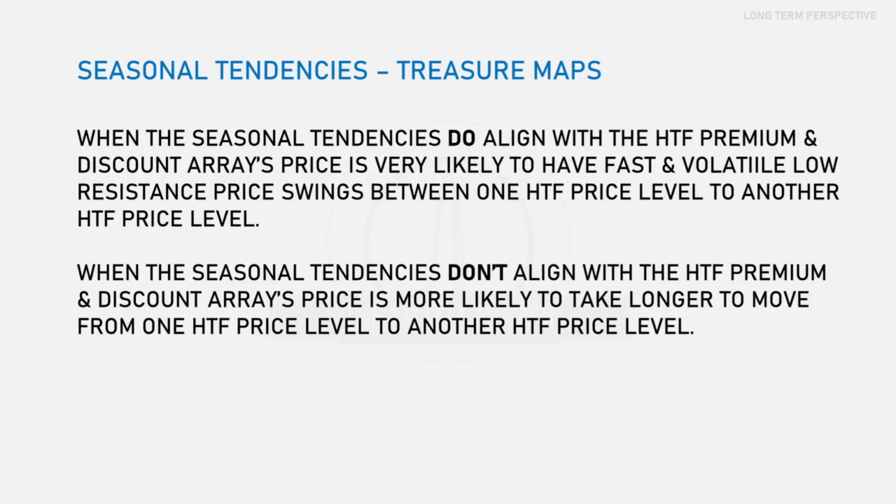When the seasonal tendencies do align with the higher time frame premium and discount arrays, price is very likely to have fast and volatile low resistance price swings between one higher time frame price level to another higher time frame price level. When the seasonal tendency doesn't align with the higher time frame premium and discount arrays, price is more likely to take longer to move from one higher time frame price level to another higher time frame price level.